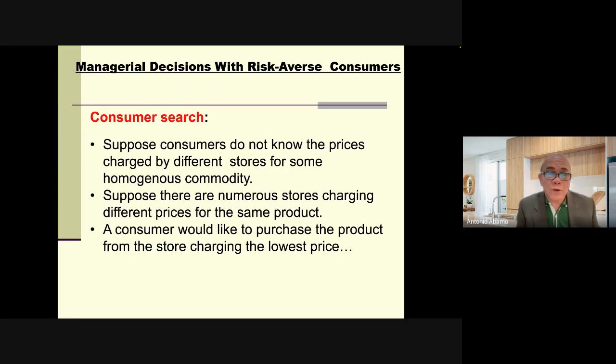Okay. Now, consumer search, for example, again, no, consumer search. Suppose a consumer does not know the prices charged by different stores for some homogeneous commodity. Okay, and then suppose there are numerous stores charging different prices for the same product. Consumer would like to purchase the product from the store charging the lowest price. Rational thinking. That's normally the orientation of the customer. Daghan man ni, asa man kay barato ani, asa man kay maayo ani, something like that. Okay? So in that sense, what will you do?